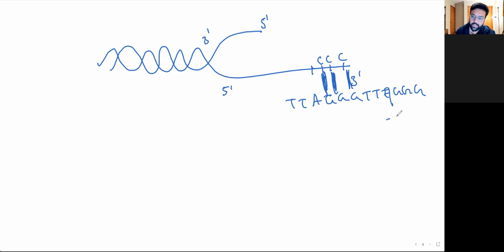Now this enzyme, which is telomerase, is reading RNA. By reading RNA, it can make a DNA strand here. So it can make AATCCC. Is that okay?